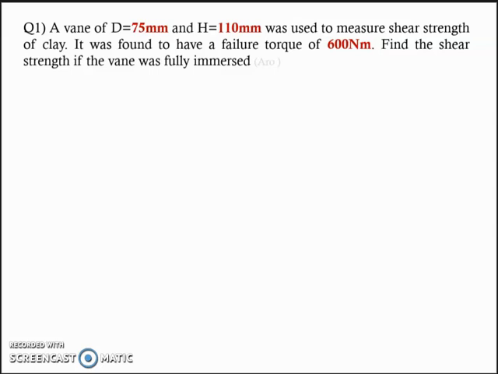Question number 1. A vane of diameter 75 mm and height 110 mm was used to measure shear strength of clay. It was found to have a failure torque of 600 Nm. Find the shear strength if the vane was fully immersed.